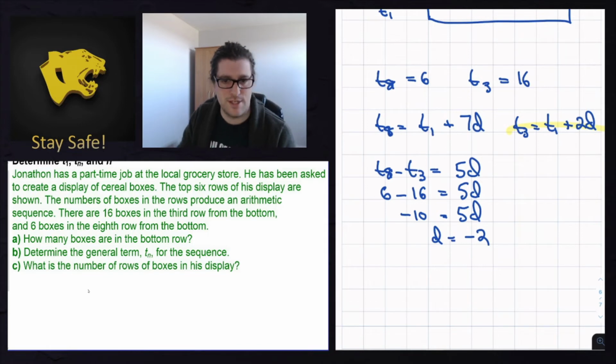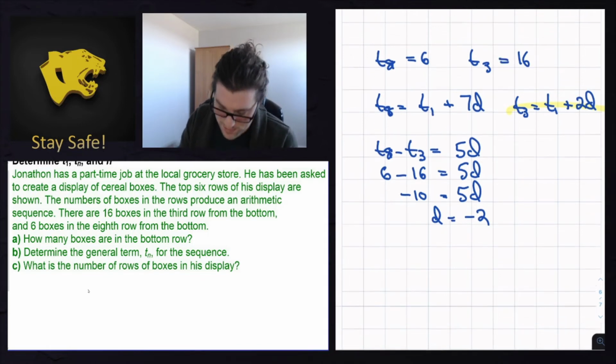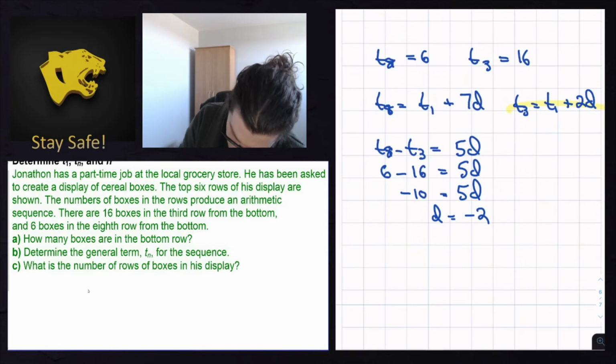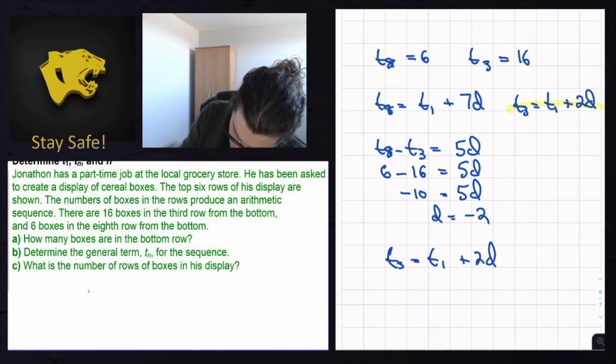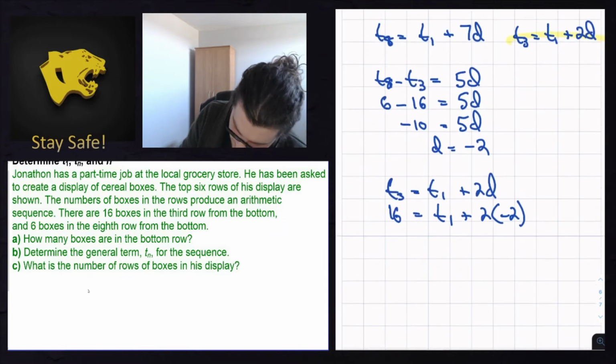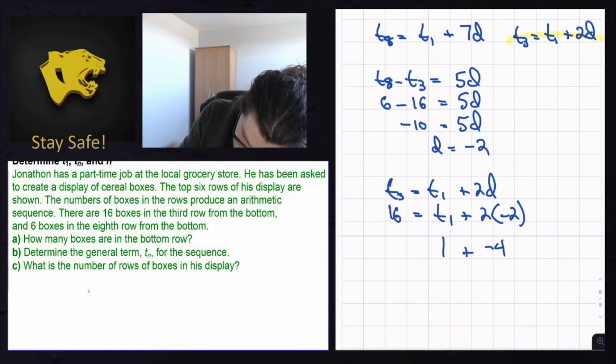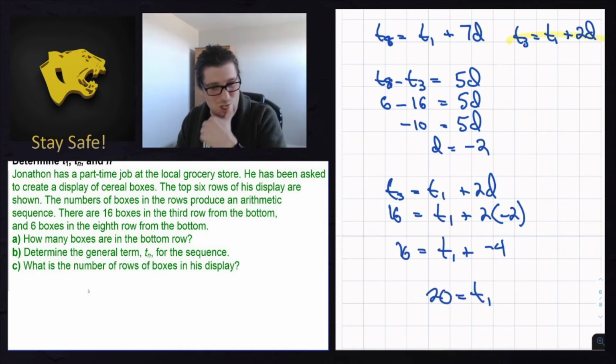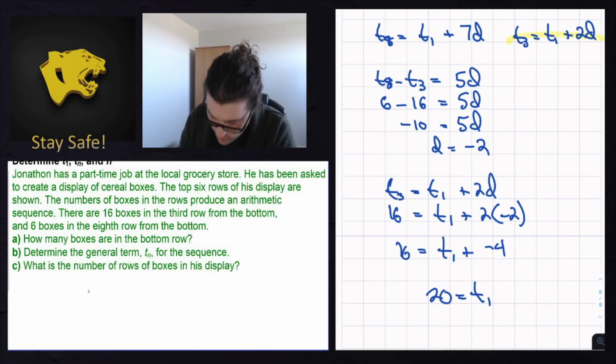So how many boxes are in the bottom row? If I put that negative 2 back into one of my equations, I'm going to use t3 is equal to t1 plus 2d. I know my t3, that's 16. My t1 is what I'm looking for. And I know now that my common difference is negative 2. So if I put the negative 2 in there, we get negative 4 plus t1 is equal to 16. Add 4 to both sides and get 20 is equal to t1. So we get a t1 of 20. 20 boxes on the bottom row.